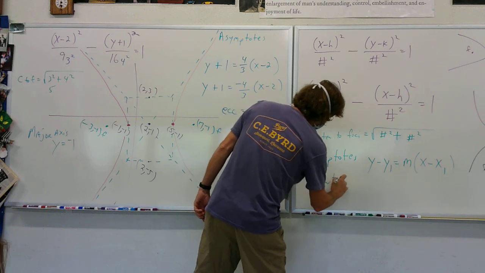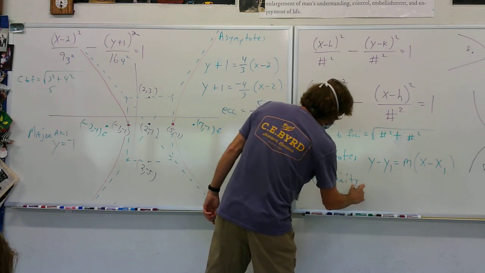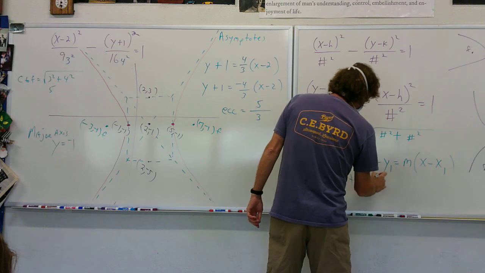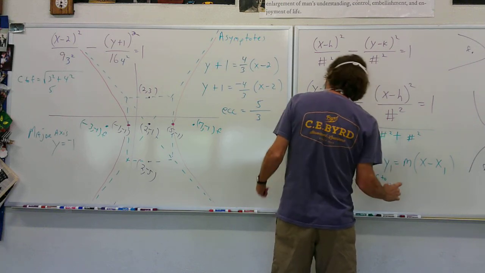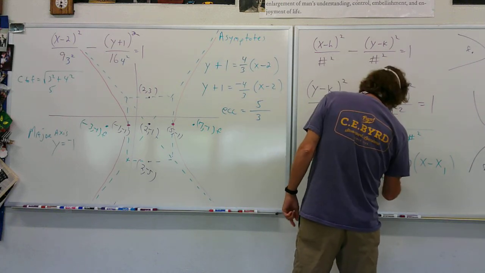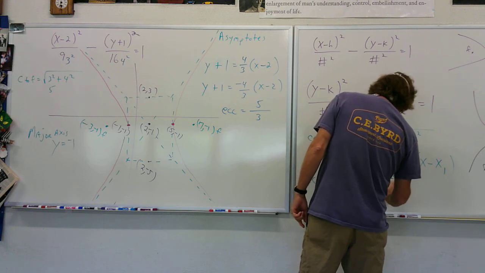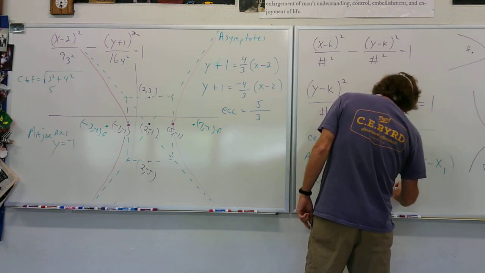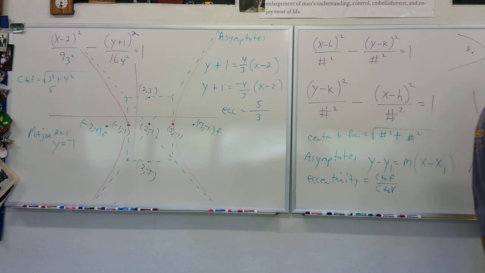So if you go back, let's write that formula down here. Eccentricity, not electricity. Eccentricity is equal to center to foci over center to vertex. And I have to go look that formula up every once in a while.